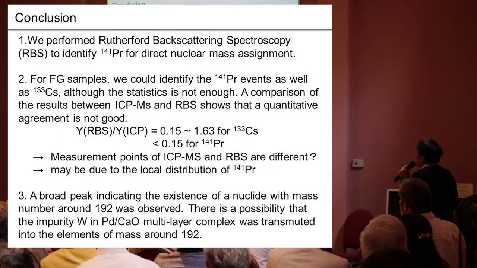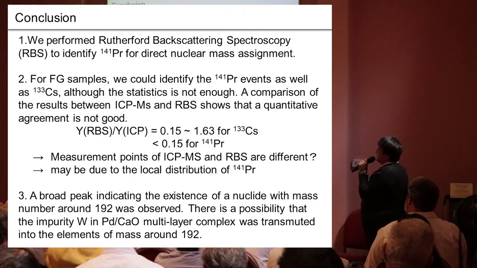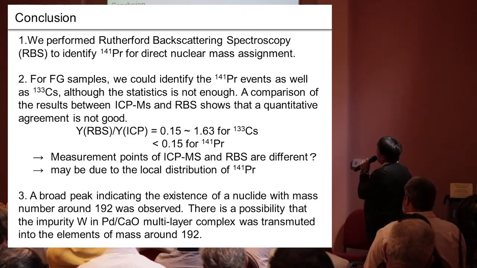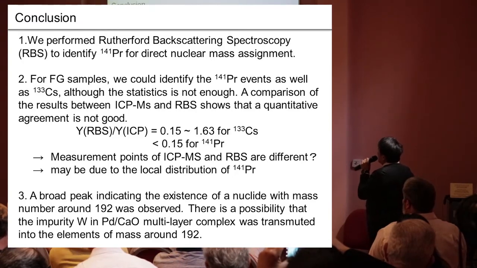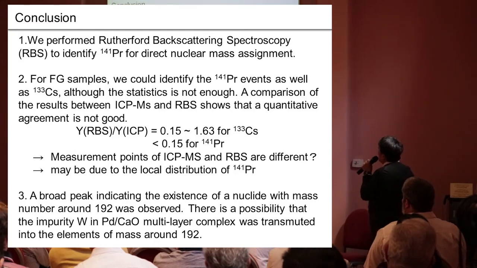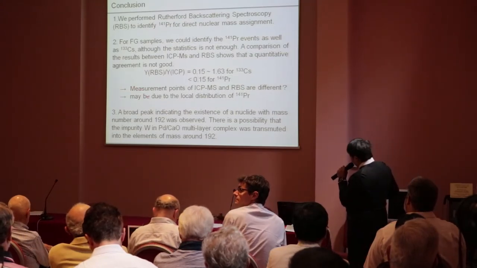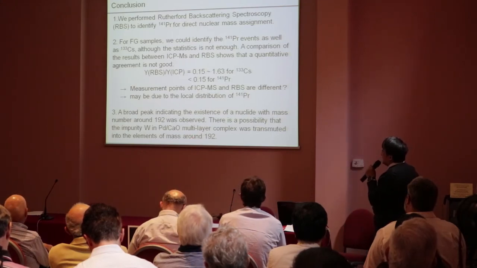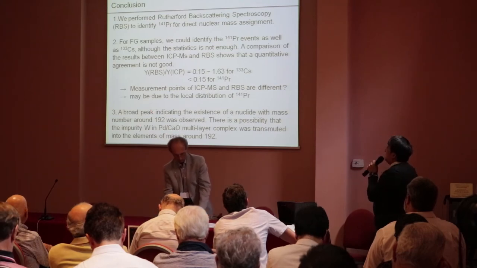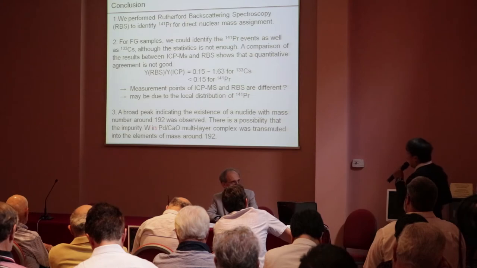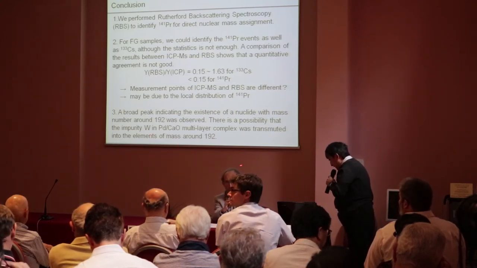In conclusion, we performed Rutherford backscattering spectroscopy to identify platinum for direct nuclear mass assignment. Second, we could identify the platinum events as well as cesium, although the statistics are not enough. A comparison of the results between ICP-MS and RBS shows the quantitative agreement is not good. There are several possibilities. And third, a broad peak indicating the existence of a nuclide with mass number around 192 was observed. There is a possibility that the impurity tungsten in the palladium calcium oxide molecular complex was transmuted into elements around mass 192.